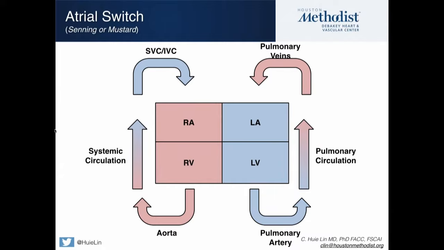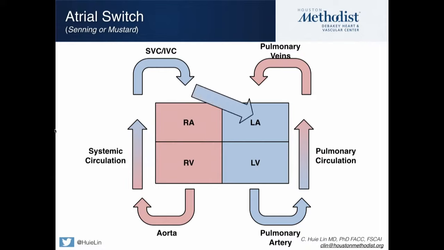The Mustard procedure uses exogenous material such as bovine pericardium to create this atrial switch. The Senning is a much more difficult or complicated procedure that requires the use of the patient's own atrial tissue to create this switch. So the atrial switch is the following.